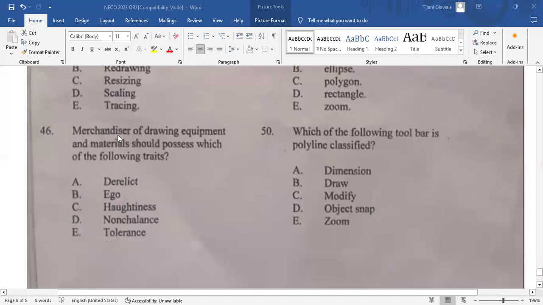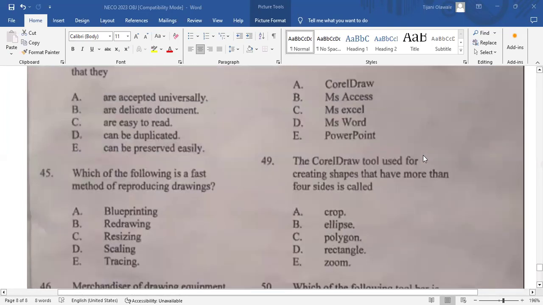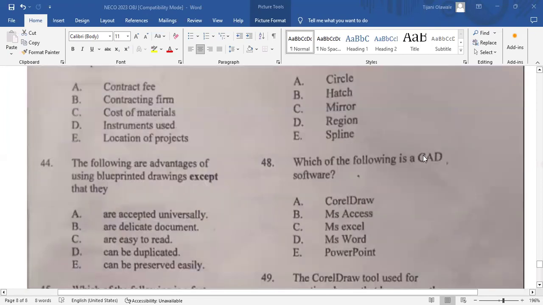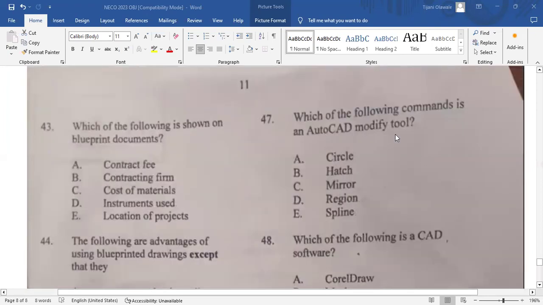Question 46. Merchandiser of drawing equipment and material should possess which of the following traits? So that is tolerance. Option E is the answer to that question. It should be tolerance. That is a quality that a merchandiser of drawing equipment should have. Then question 47. Which of the following commands is an AutoCAD modify tool? So the answer is option C, that is mirror.